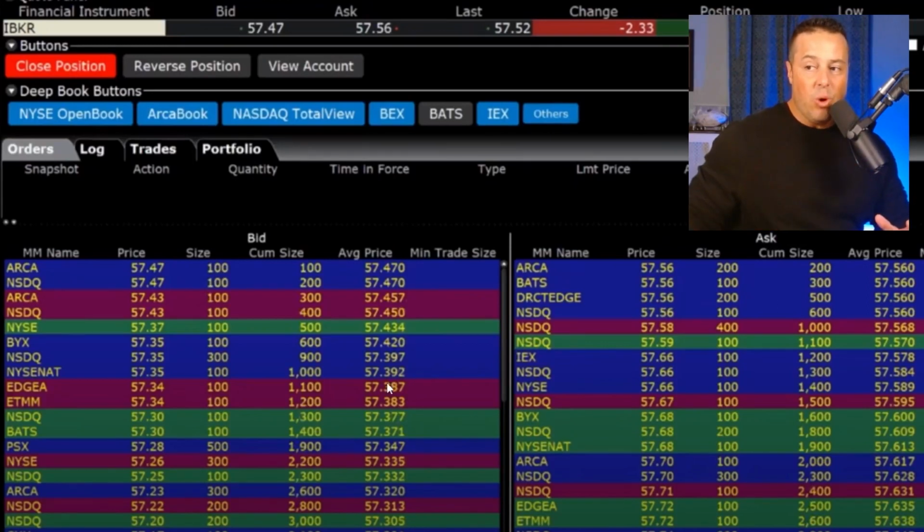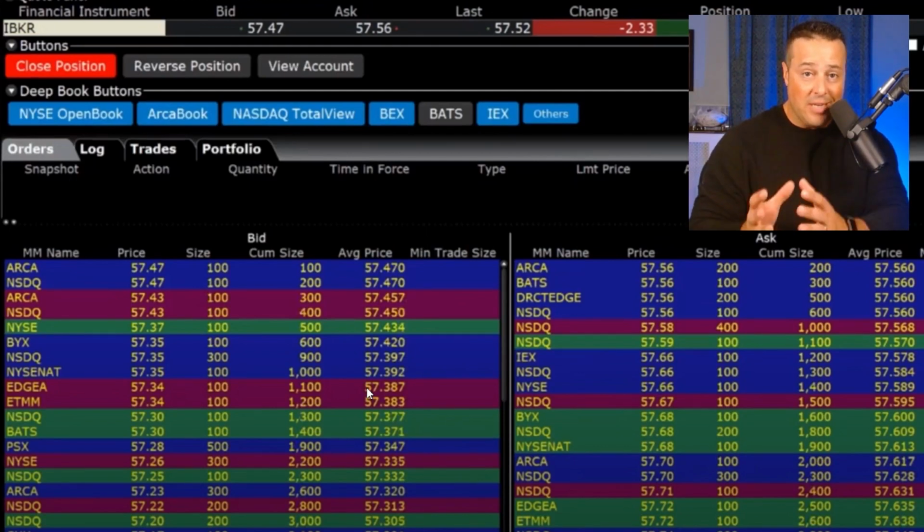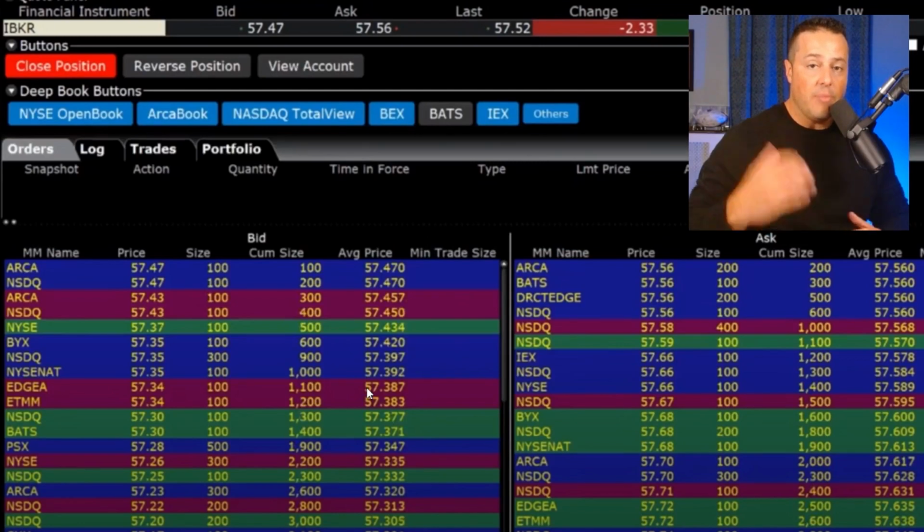Now, for support, remember, support is a price point that's beneath price action that may constrain bearish price action, okay? May constrain falling prices. So what do we have right here? Take a look at our bid and our ask.